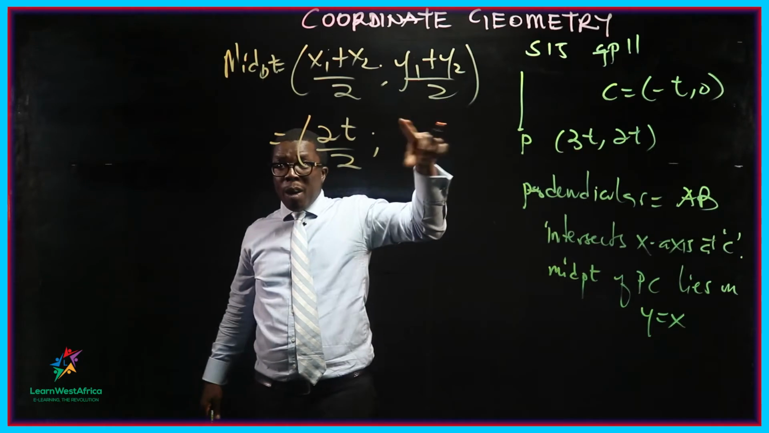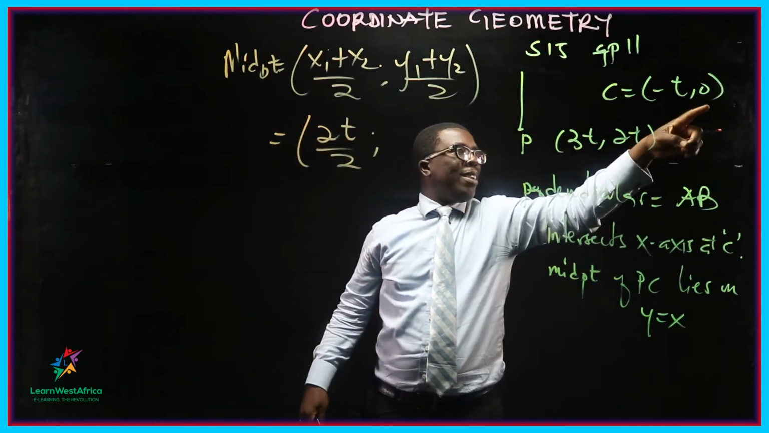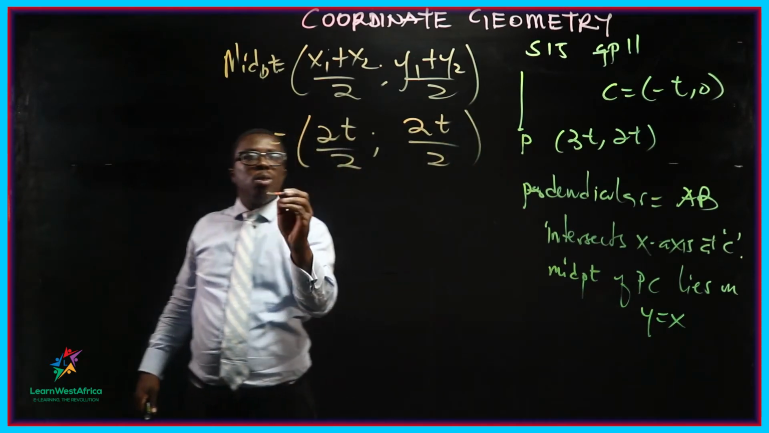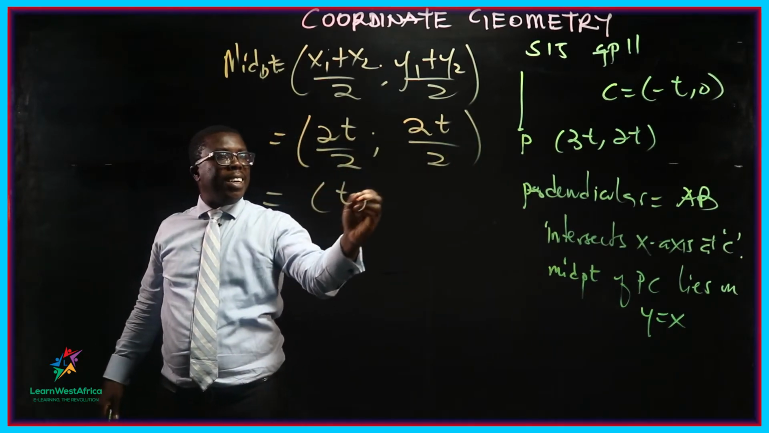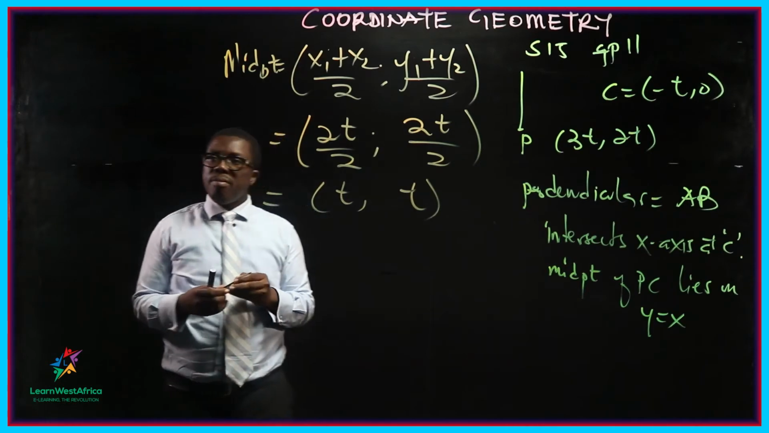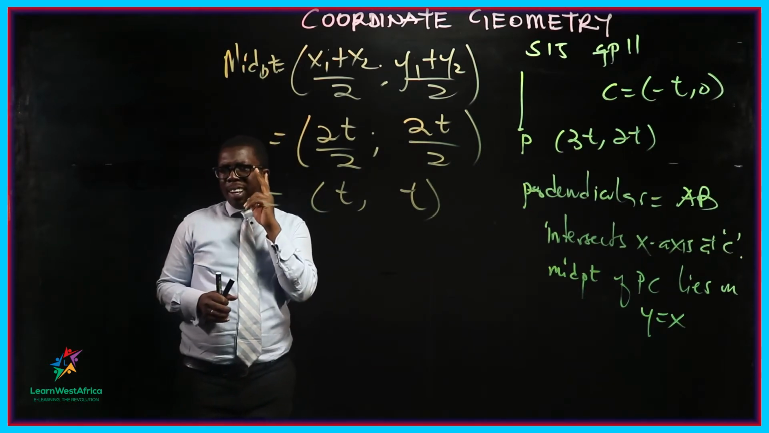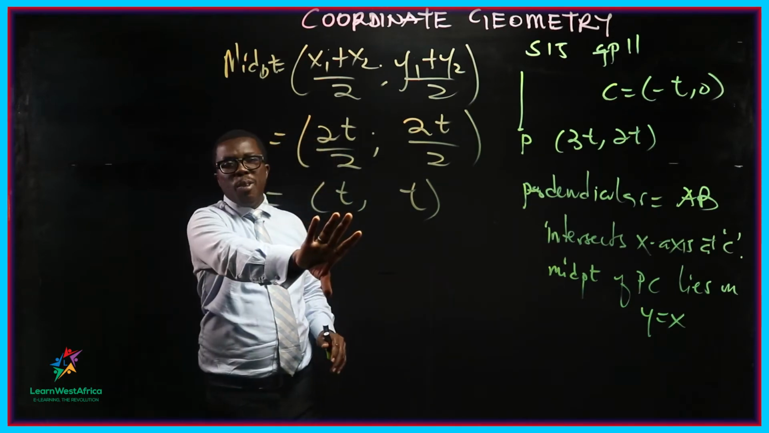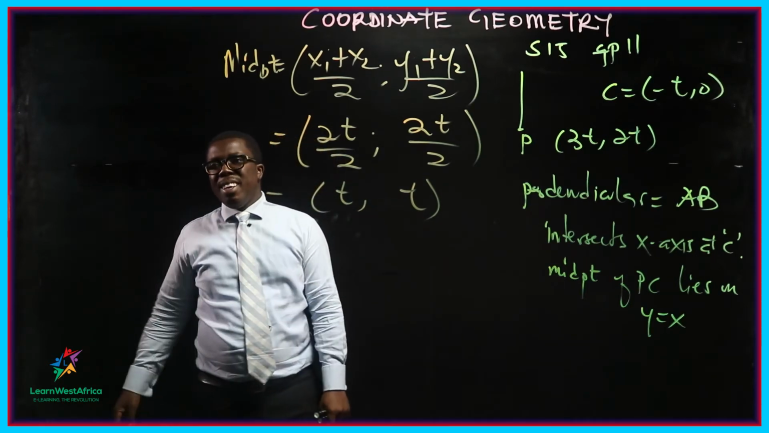Then you have y1 plus y2. That is your y1. That one's also going to give you 2t all over 2. So what do you get? You get t. Guys, I hope you understand that. So the midpoint of PC is (t, t). Your x value is t. Your y value is t.